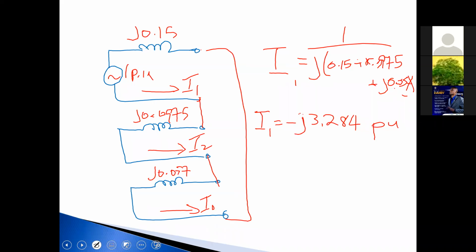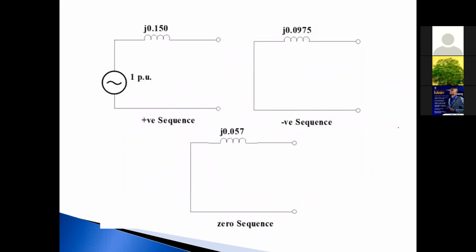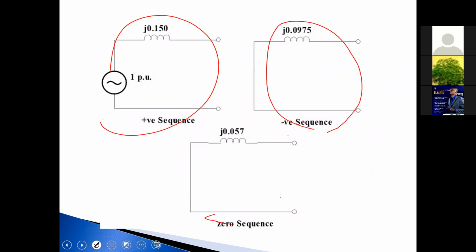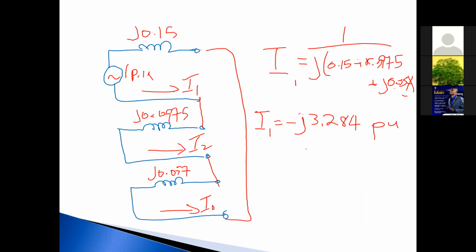All right. Now, what were you asked to calculate? You were asked to calculate the per unit current flowing into the fault. So what we're saying is that these equivalent circuits are the circuits that you would see at the fault point. So from this, we need to find the per unit current. But what does this represent? What does I1 represent? Mr. Perkins, what does I1 represent?